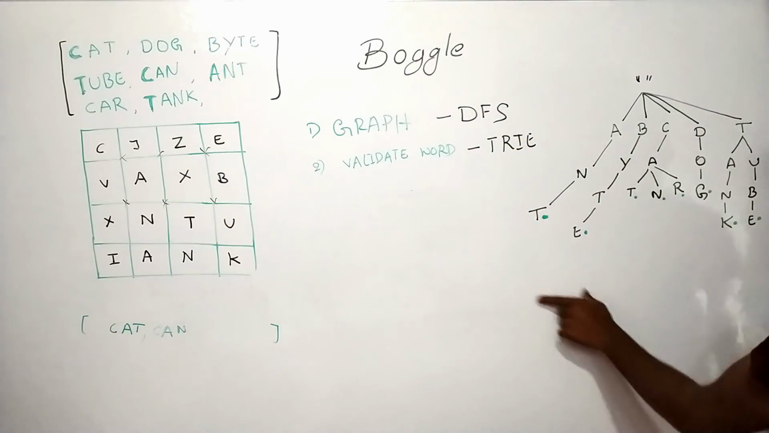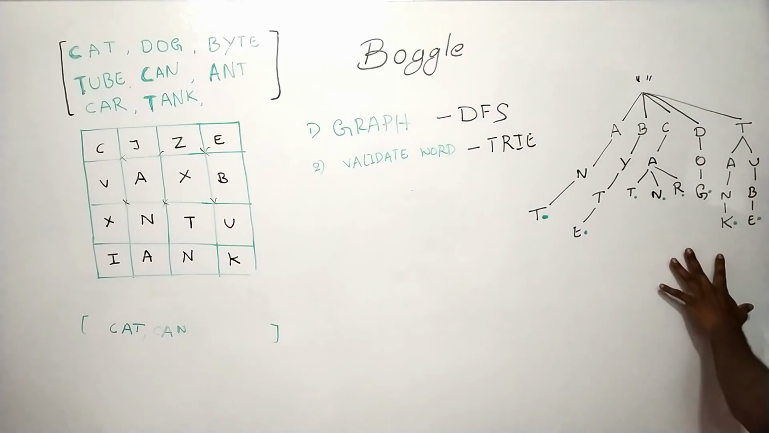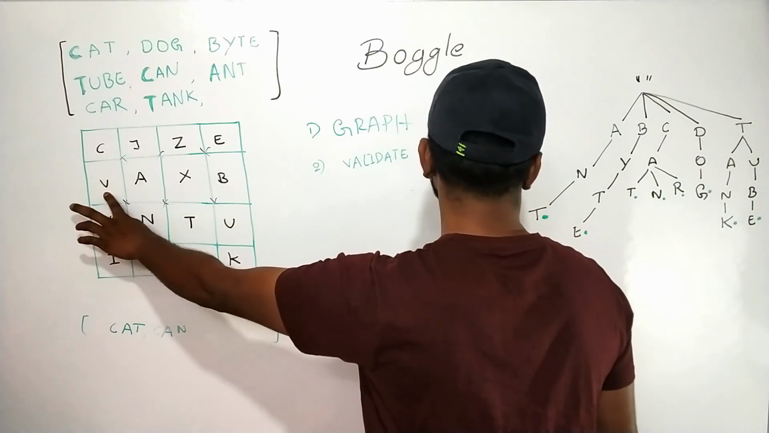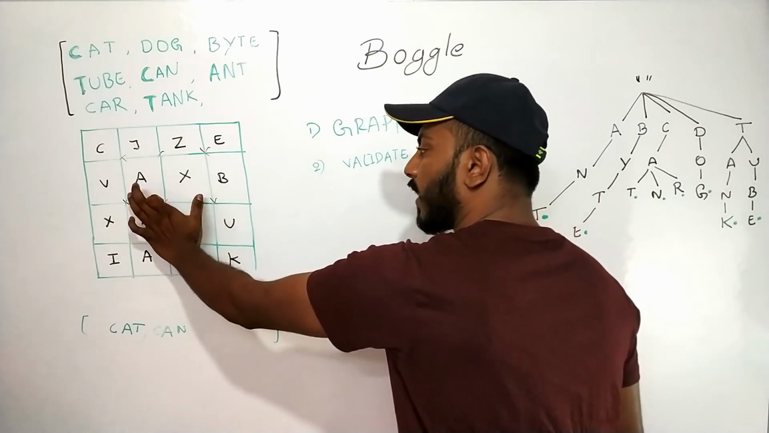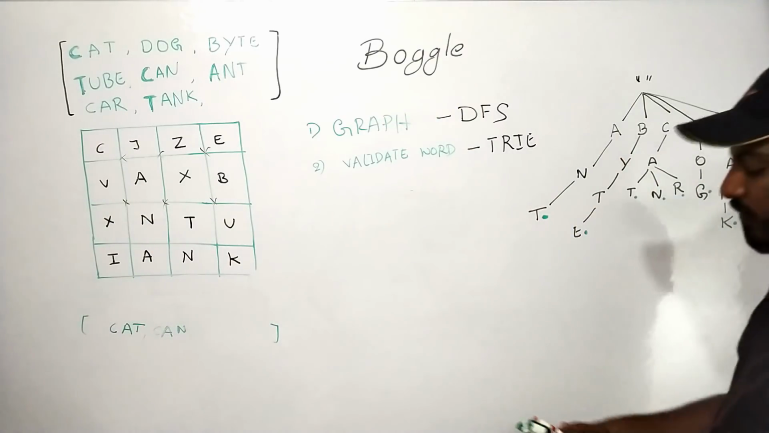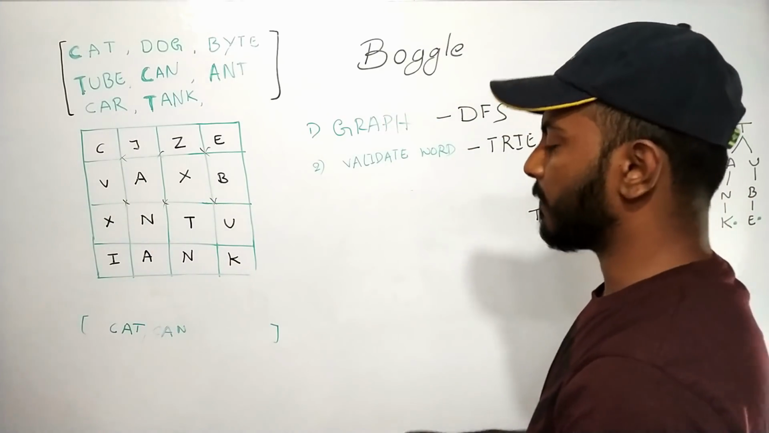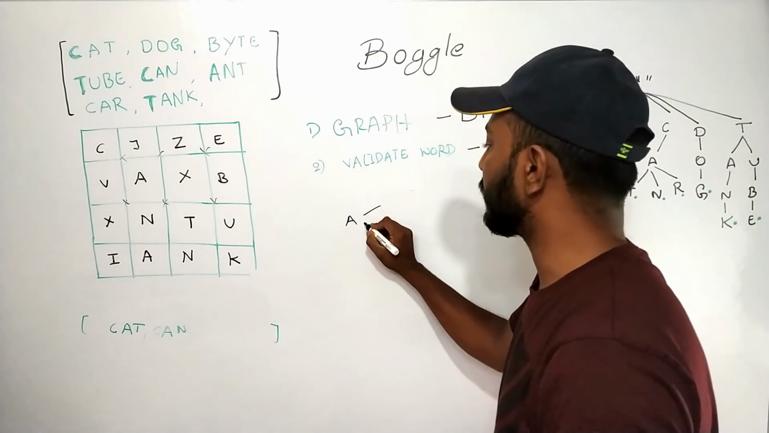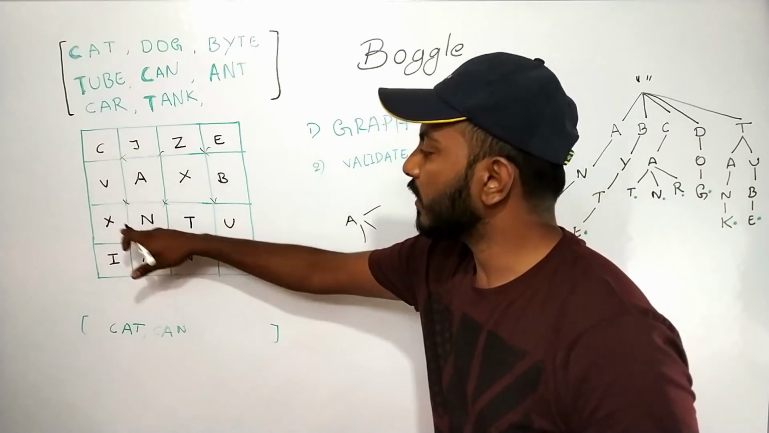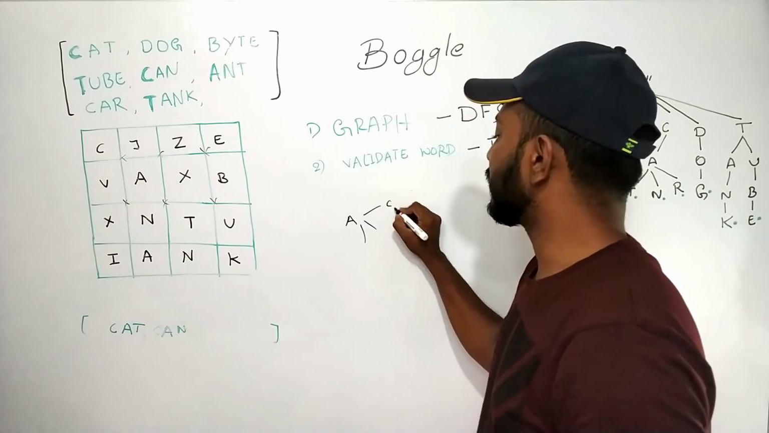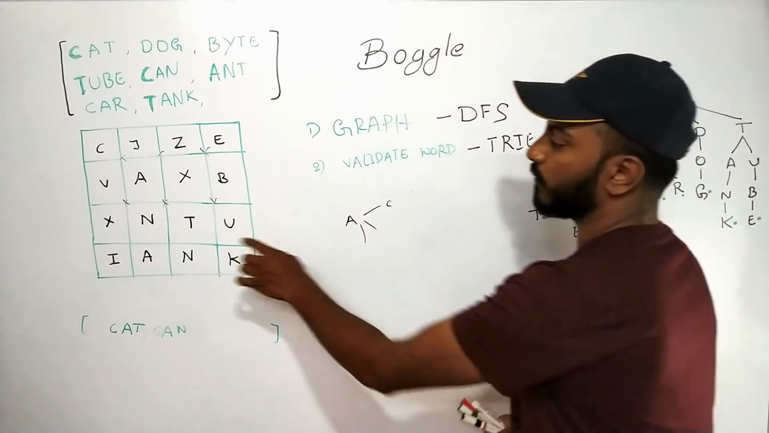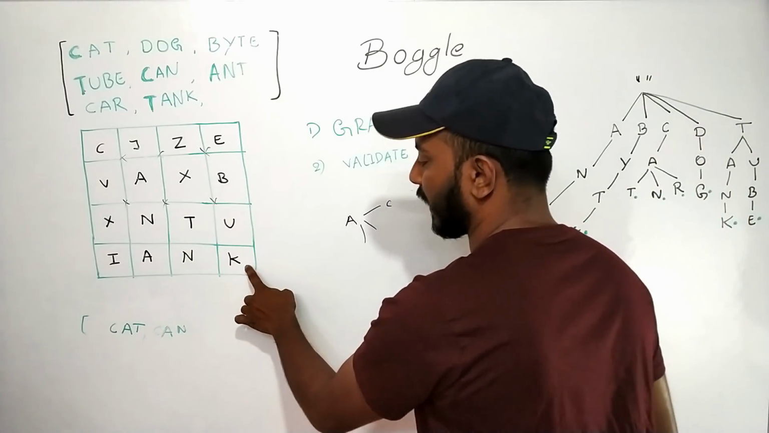Since we don't have any of the words in the trie starting with Z, there is no point in starting. Similarly with E, similarly with V, but when we go for A, there are valid words. What we need to do is, from A, there is a valid word, get all the possible neighbors, that is all these 8 neighbors, C, J and etc. Keep repeating things until you come to the last cell K.